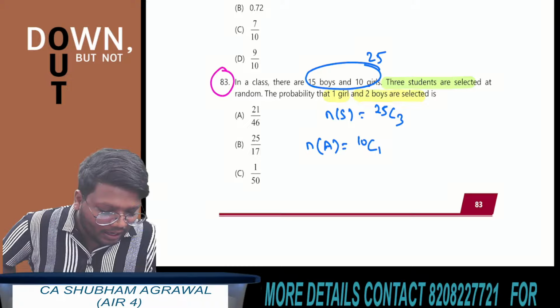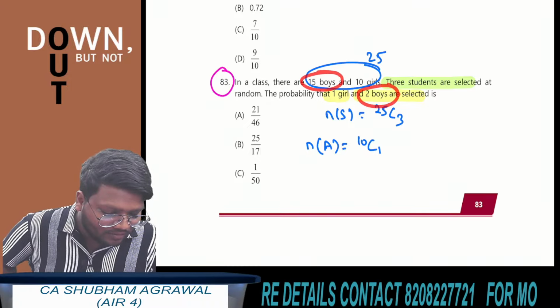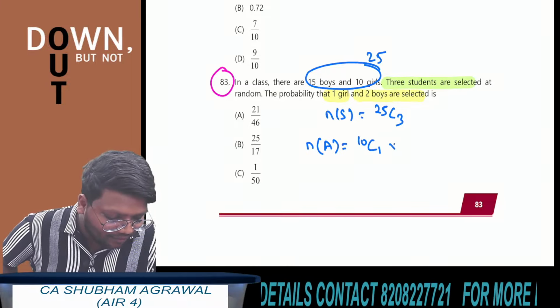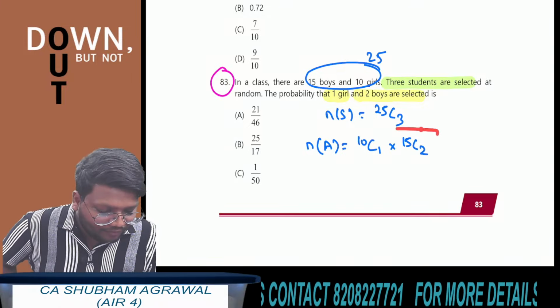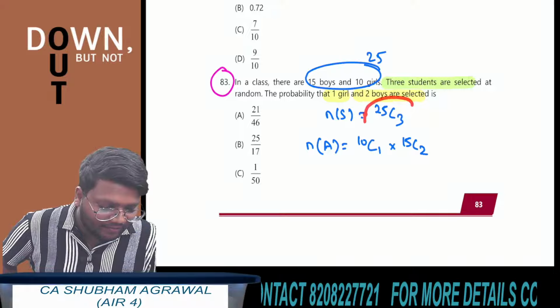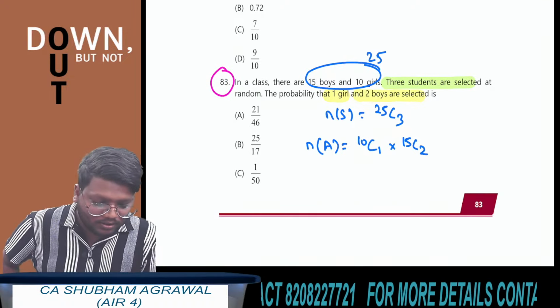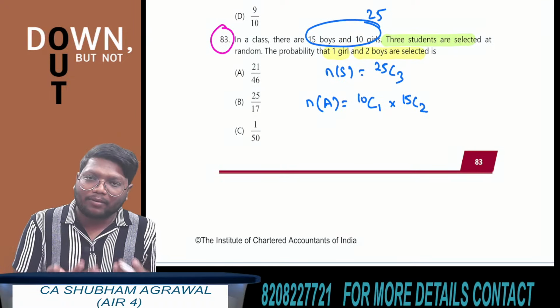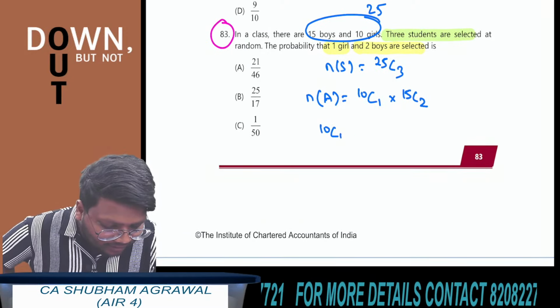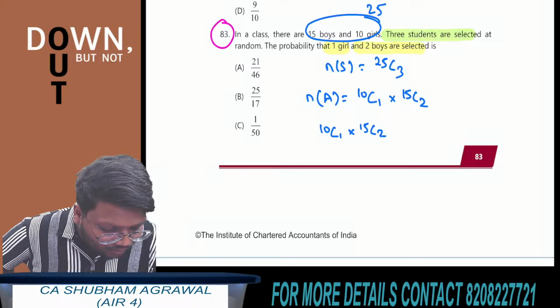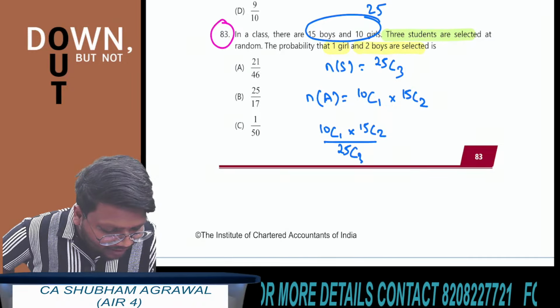Total how many boys are there? 15. From these 15 boys, we have to select 2 boys. This can be done in 15C2 number of ways. This is the number of favorable outcomes. And this 25C3 is the total number of outcomes. So probability is number of favorable outcomes divided by total number of outcomes. So I am writing here 10C1 multiplied by 15C2 divided by 25C3.